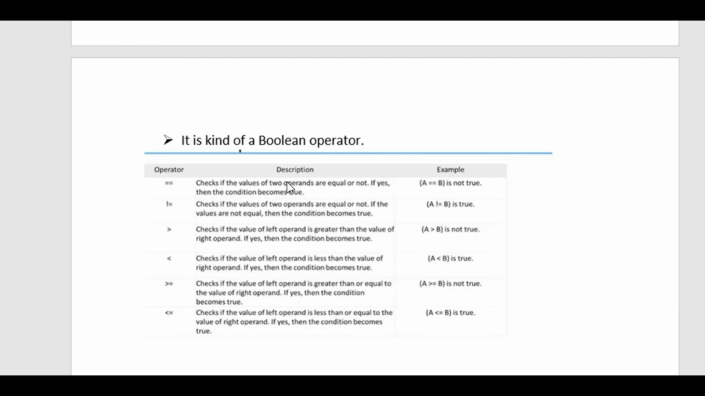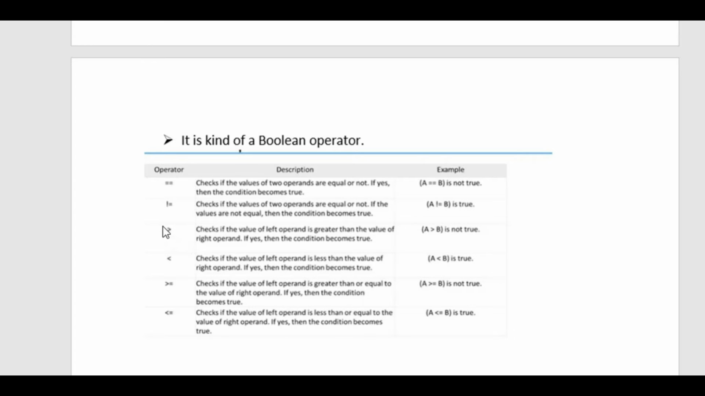The previous one we checked whether two operands are equal or not. If they are, the condition becomes true. Here we have the vice versa: if the values are not equal, then the condition becomes true. So see, we assign A the constant 3 and B the constant 2. They are not equal, so our given condition is true.